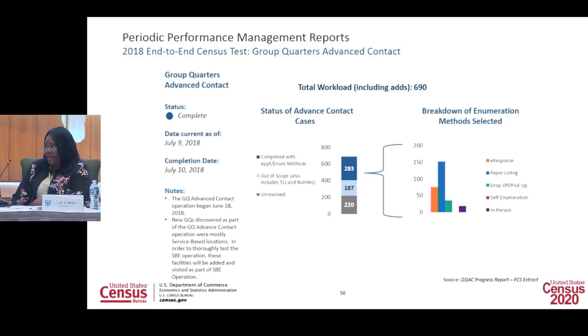Looking at the out of scope, 187 of the GQs were out of scope because they were non-residential. They could have been stores, businesses, places like that. Or the GQ was closed on April 1st. So during advanced contact, although we tested a little later, we asked if people were living there on April 1st. If not, they were out of scope. Or, will people be living at the service-based location July 25th through the 27th? And if they said no, they were out of scope.